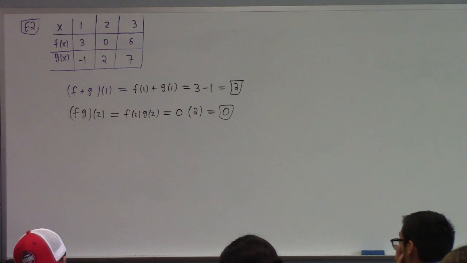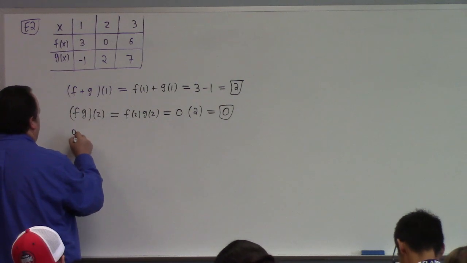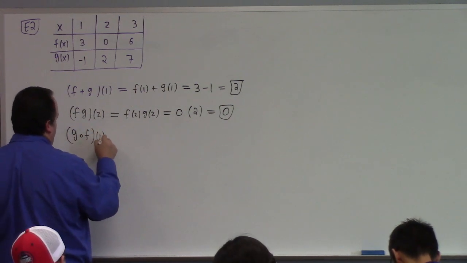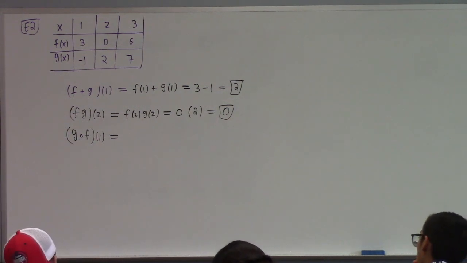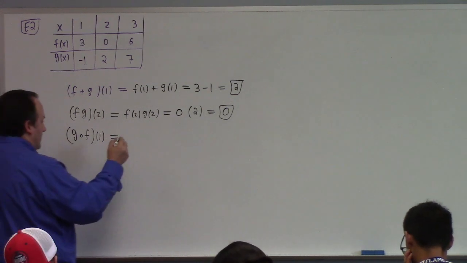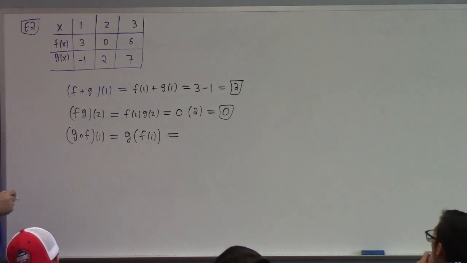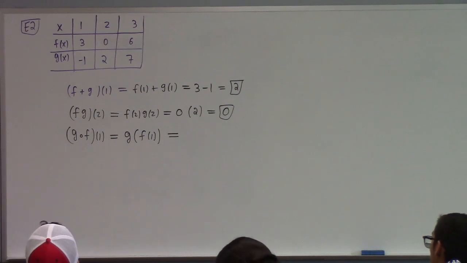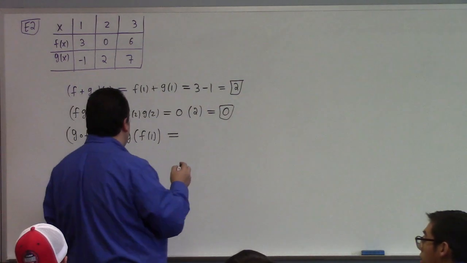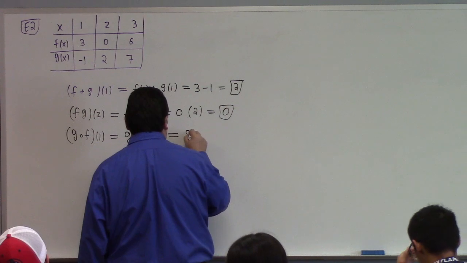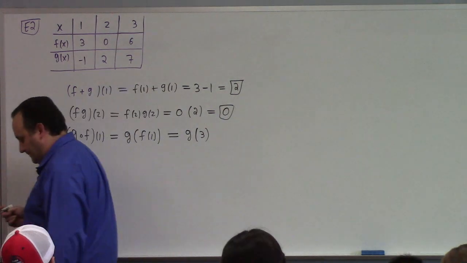Let's see here. What if we tried g composed with f of 1? What would that be equal to? By definition, that's g of f of 1. What is f of 1 equal to? -3. No, f of 1 is 3 here. Oh, it's a composite. Yes, this is not the product. Oh, whoops, sorry. That's okay. That's the point of this one. Equals g of 3.